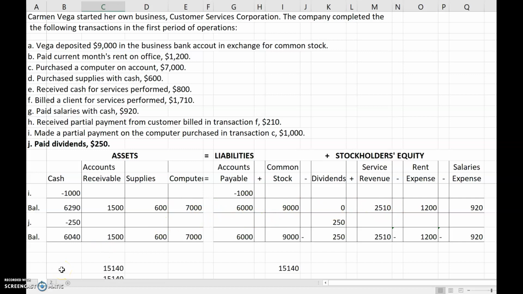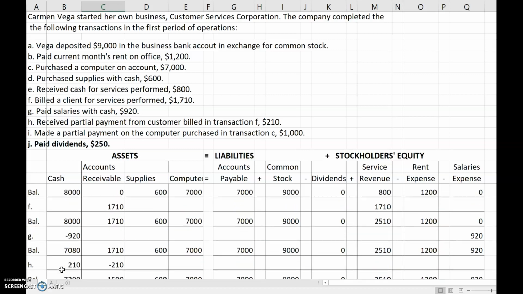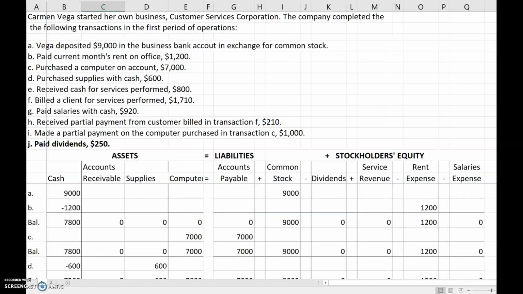So I hope this helps you get an idea on how we need to be recording business transactions and how they affect the accounting equation.